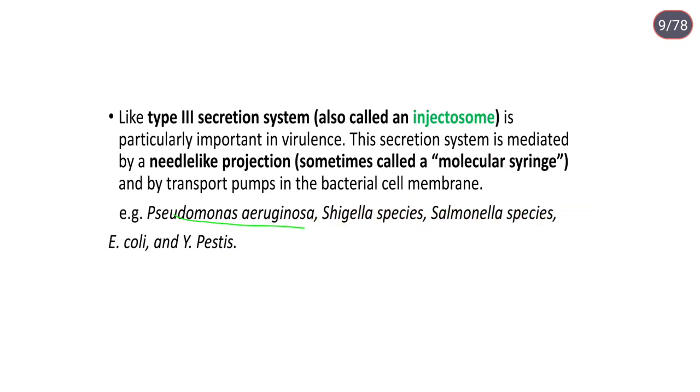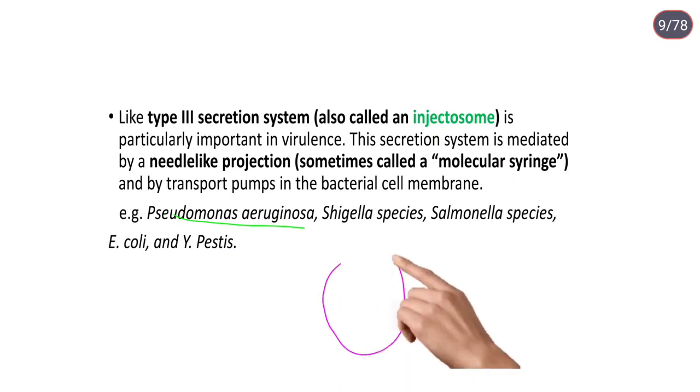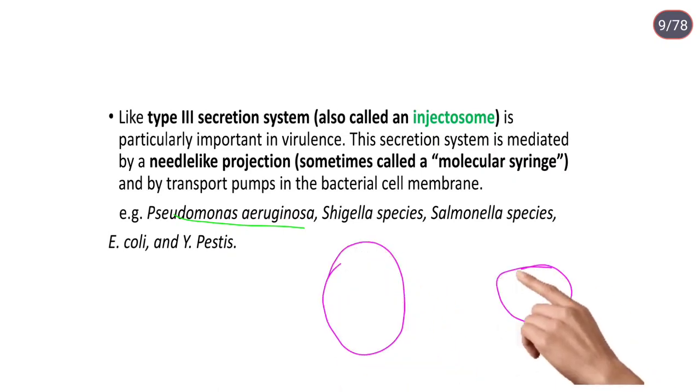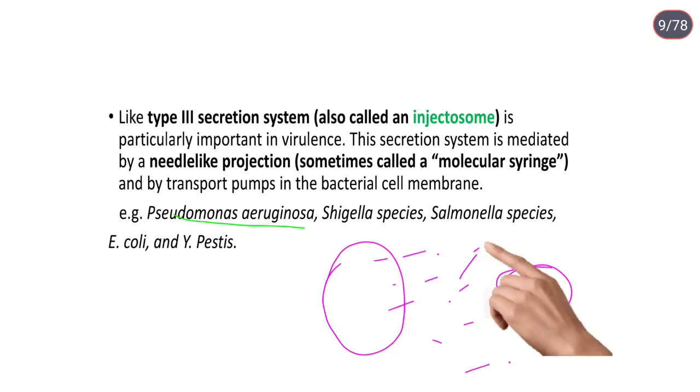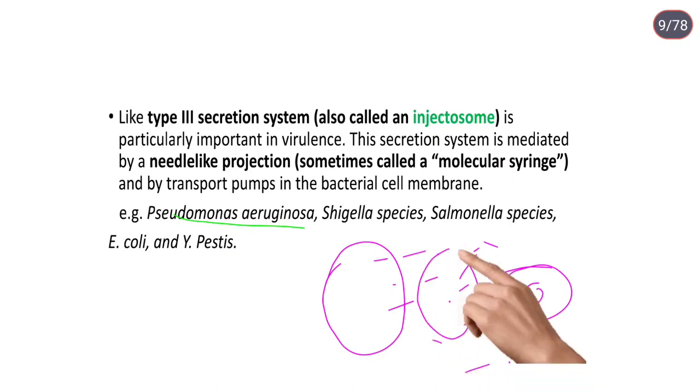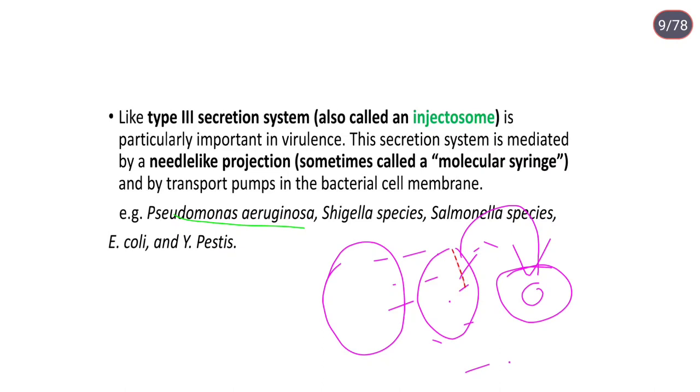Okay, so let's suppose this is the bacteria and this is the host cell. Bacteria release their exotoxin in two ways. One, they release it readily into the extracellular space, and from the extracellular space these exotoxins go inside the host cell. This is one mechanism. And I told you there is another mechanism called the injectosome.